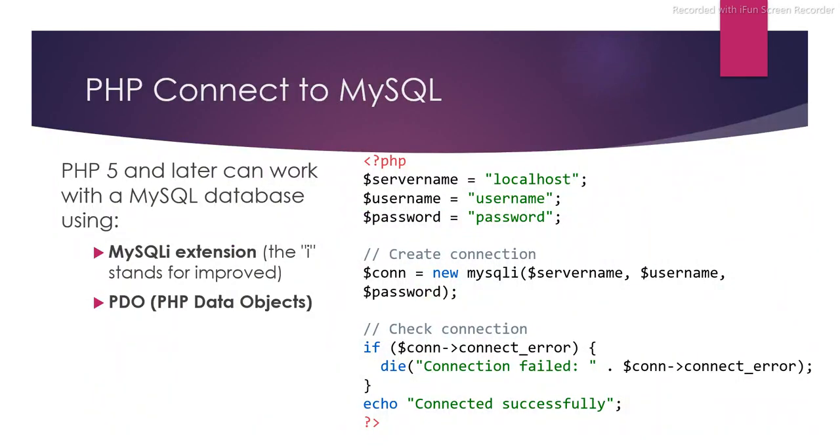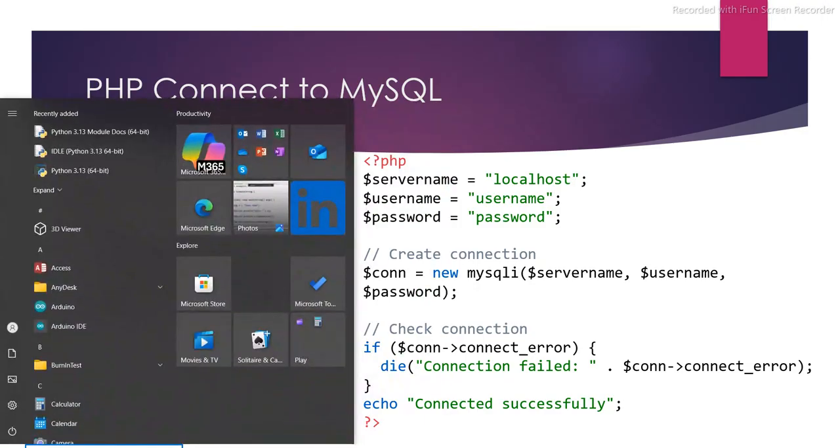So PHP 5 and the later versions can work with a MySQL database using two different types of connections. One is MySQLi, the other one is PHP Data Objects, otherwise called PDO. So there are two ways in which you can connect to the database. Now, first of all, let me show the procedure of how to connect to the database.